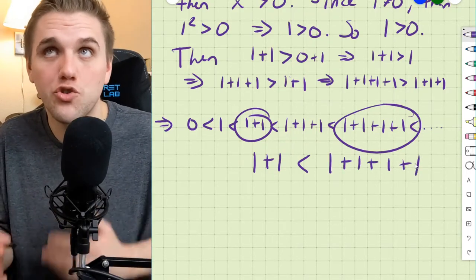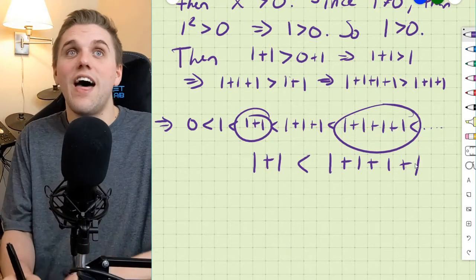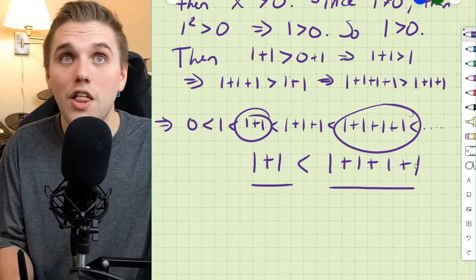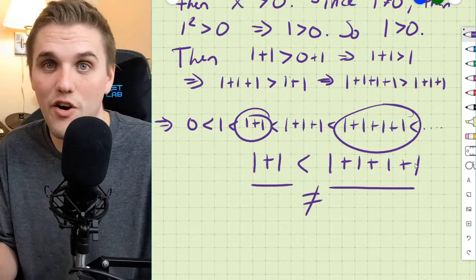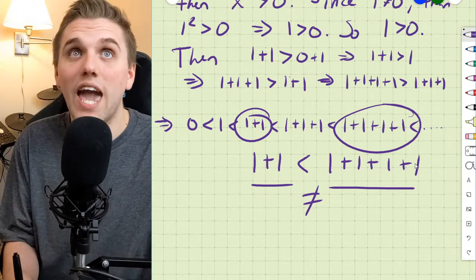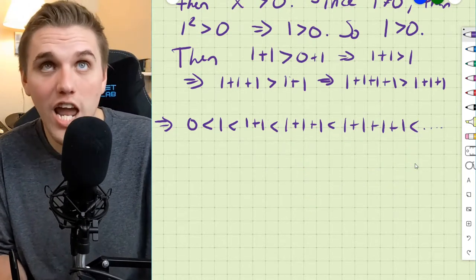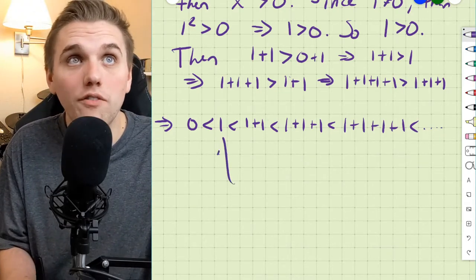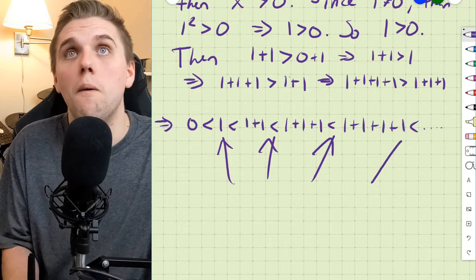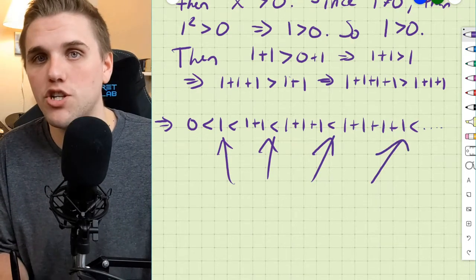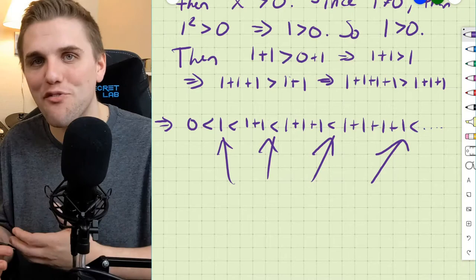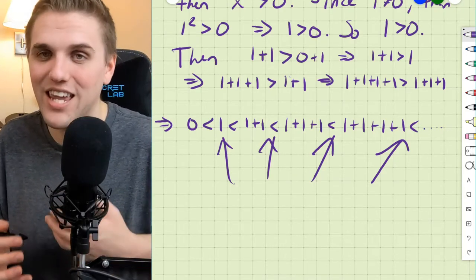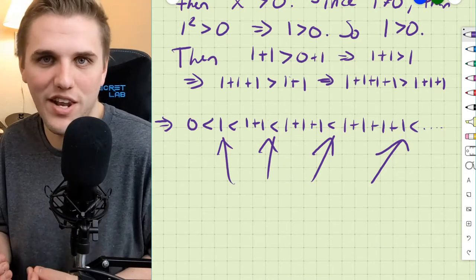And this will always be true, which means that these two elements, 1 plus 1 and 1 plus 1 plus 1 plus 1, are not equal. So if I pick any two elements in this chain of inequalities, then I know they're not going to be equal. So all of these elements here must be distinct from each other. They have to all be different elements.